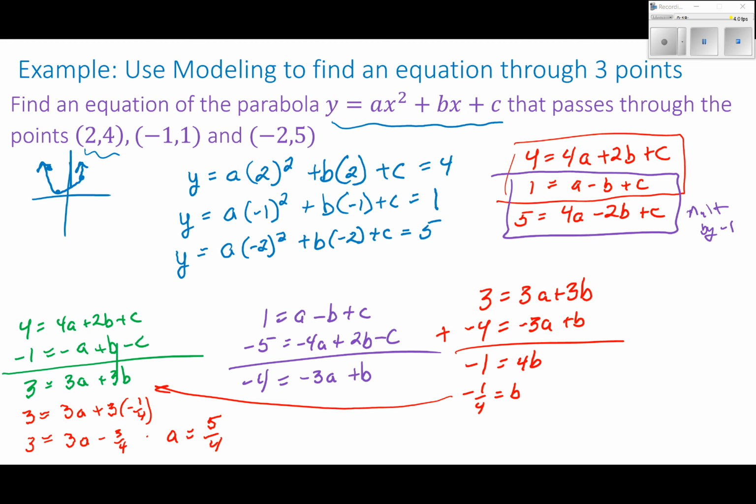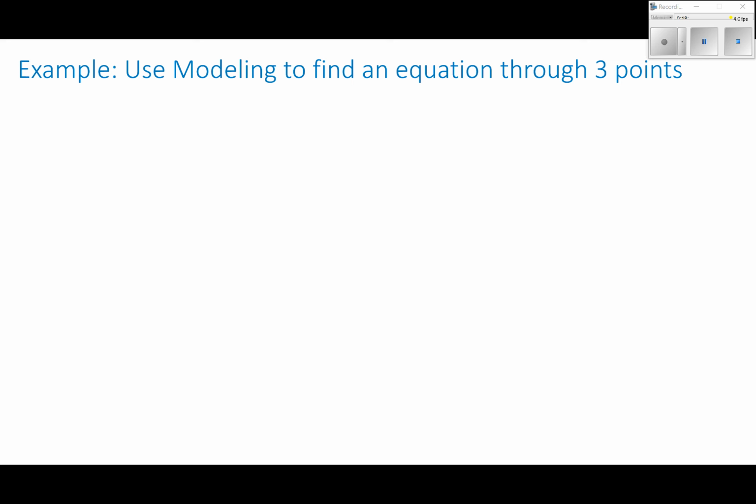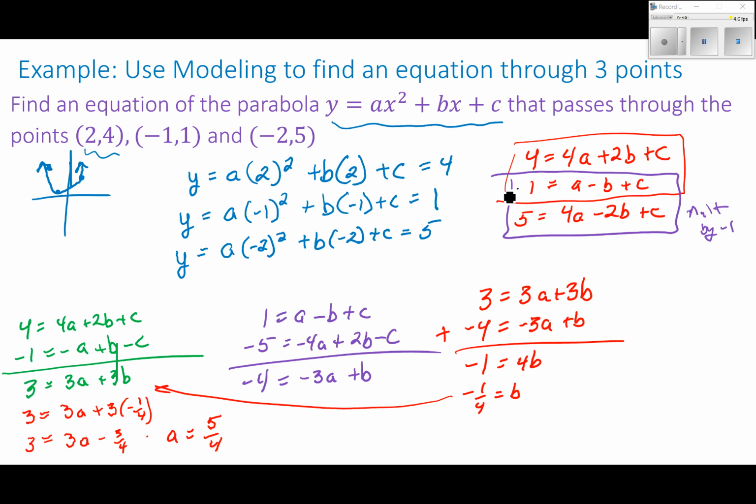Our last step would be to figure out what C is. For C, I would probably just pick this equation down here. So we have 1 equals A, which we found was 5/4, minus B, so minus a -1/4, so we could say plus 1/4, plus C. We work this all out. C ends up being -1/2. So now we have our A, we have our B, we have our C.